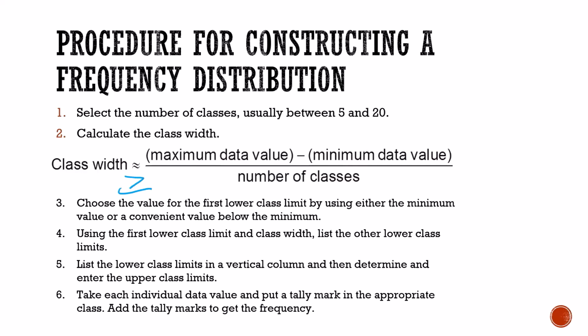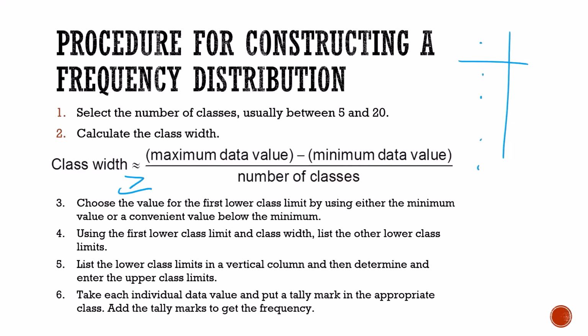Now you have your lower class limit and the class width, right? The next part is easy. Using the first lower class limit and the class width, you can find all the other lower limits by just adding the class width repeatedly until you're done. Then it's easy to determine the upper class limits. Then you put those in a column over here, and then you just do the easy part, counting the number of data values in each category.